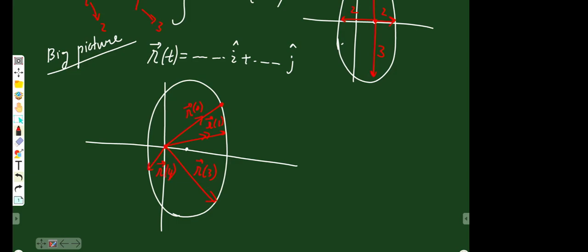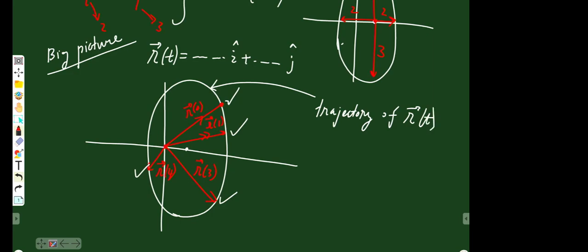Likewise, when you are increasing your time from 0 to a certain value, the position is changing from this position to this position to that position to this position. So it goes around an ellipse, and that is called the trajectory of r(t). So this is called the trajectory.